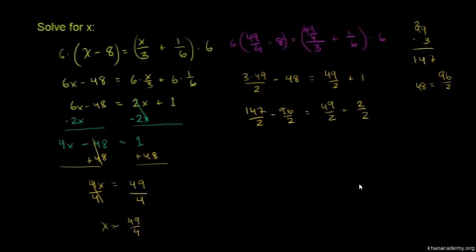And what's 147 minus 96? So 147 minus 100 would be 47, but we're going to subtract 4 less than 100. So 147 minus 96 is going to be 51. 51 over 2 is equal to 49 plus 2, which is 51 over 2. So it all checks out.